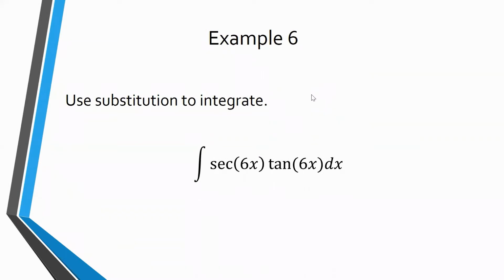Let's take a look at another example of a situation where I may want to use a linear function as my u in my substitution. Here we want to integrate secant of 6x times tangent of 6x with respect to x. We want to find the class of antiderivatives of secant 6x times tangent 6x.